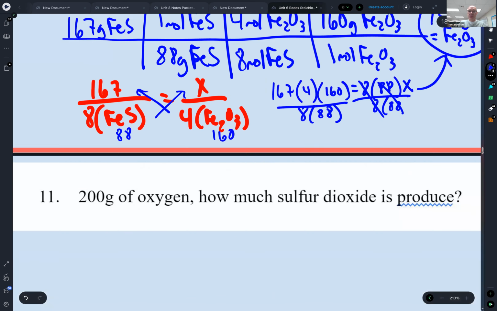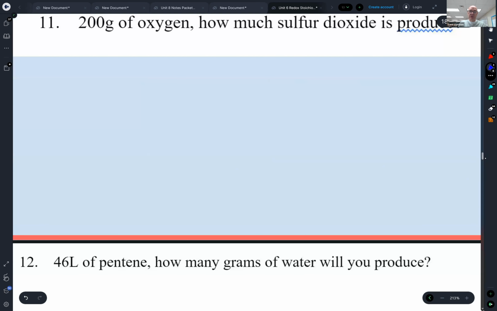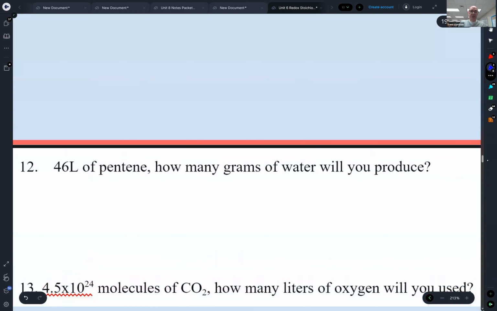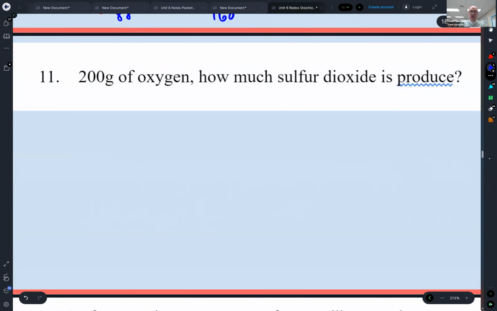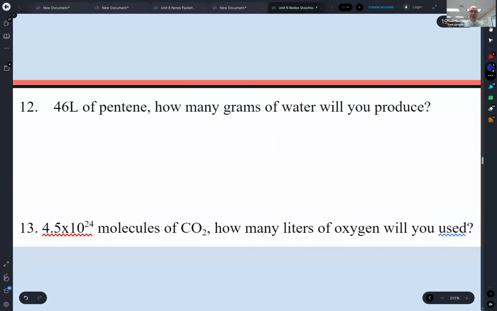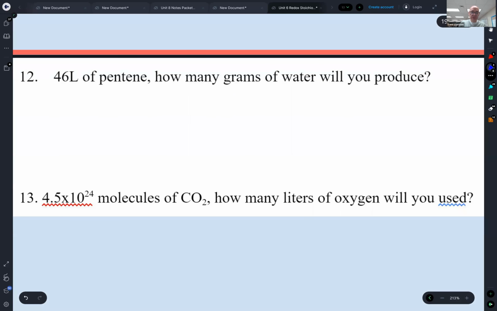I believe I have a couple more examples that I want, but I'm probably going to start a different path. I'm going to jump down to number 12. On number 12, I'm going to show you the balanced reaction so we don't get bogged down with this one.